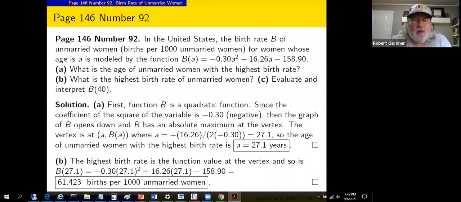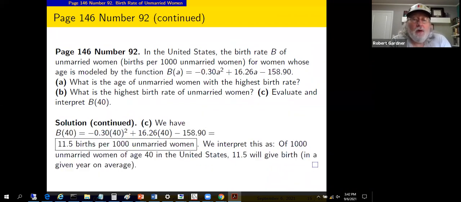In part C, they want us to evaluate and interpret B of 40. Okay, we'll plug 40 into the function. Here's the function. Replacing A with 40 produces 11.5 births per 1,000 unmarried women. Interpret this. Well, of 1,000 unmarried women of age 40 in the United States, remember it's a rate, 11.5 will give birth in an average year. So that's the meaning of this particular little model.